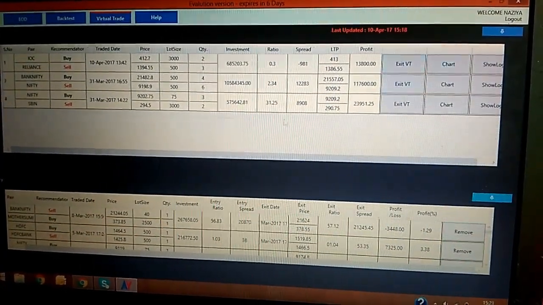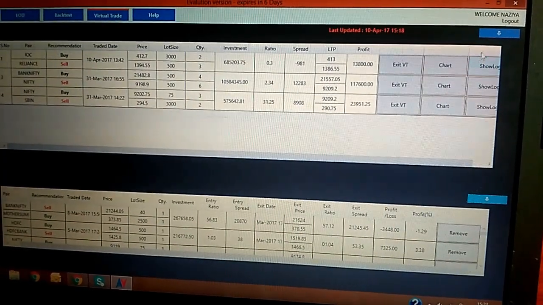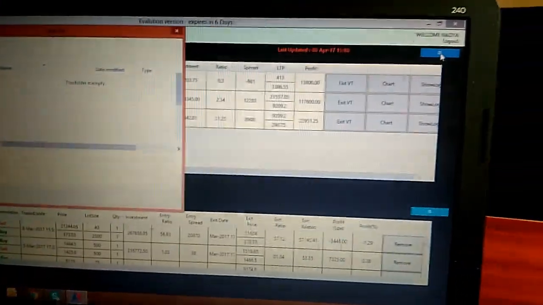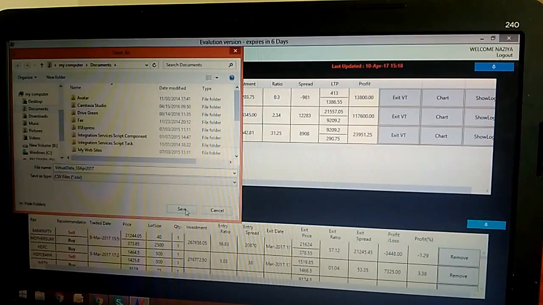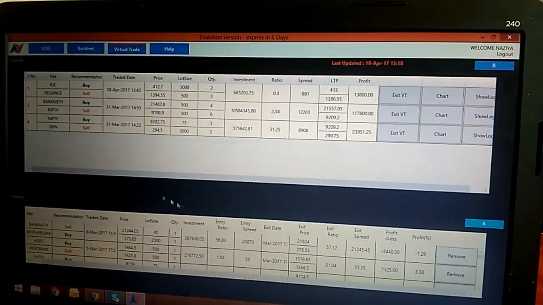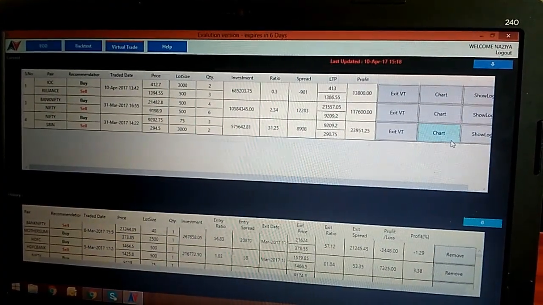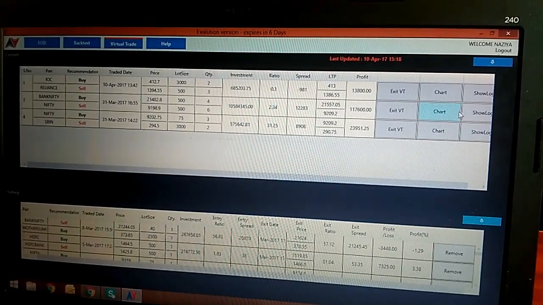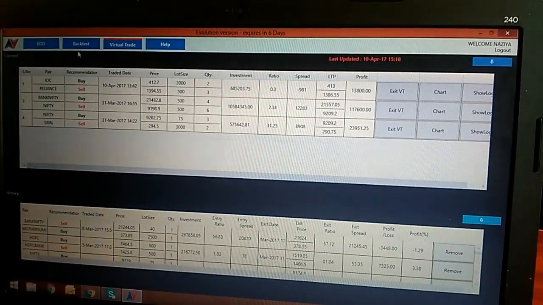And one more thing, whatever pairs you have added in virtual trade, you can just download through Excel also. You can download it and save, and you can see the action day wise.